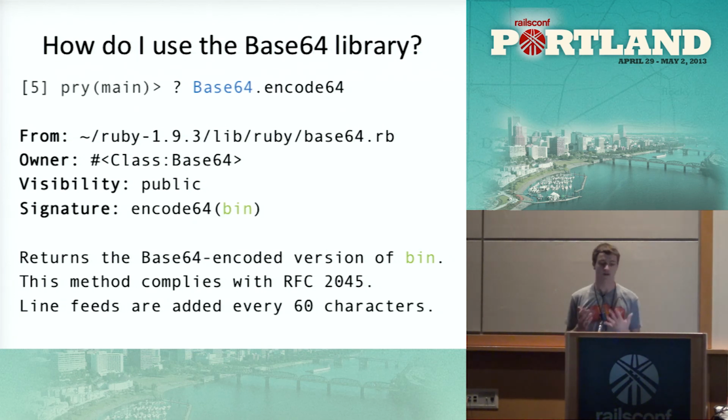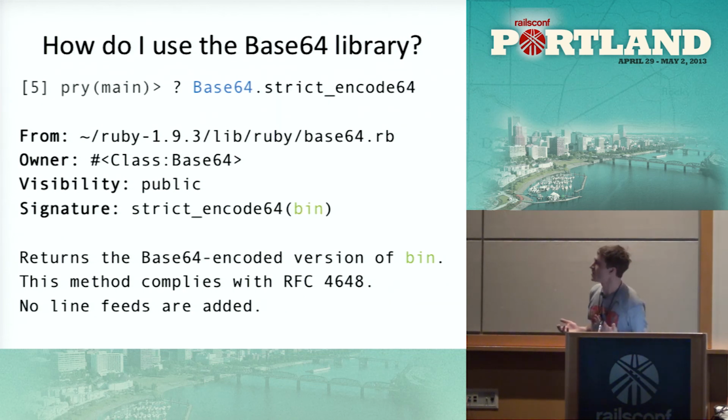Huh. So it turns out, and this has nothing to do with Pry, I just thought that everyone who does Ruby should know, if you look at the documentation for encode64, it actually adds line feeds every 60 characters, which is almost never what you actually want. So if you want to base64 encode stuff, use this strict_encode64 method. And this is the kind of information that, because Pry makes it so easy to look up documentation, you can just find out for yourself.